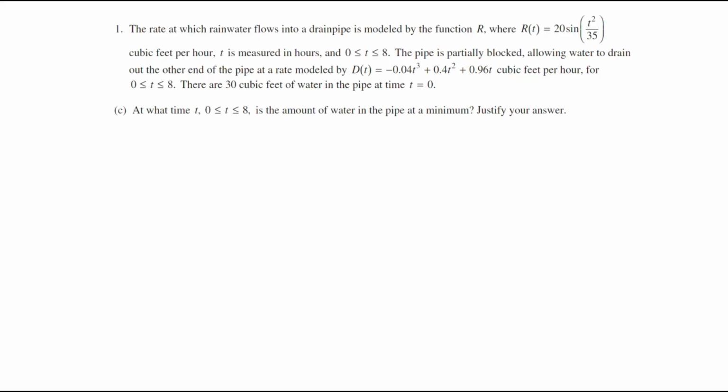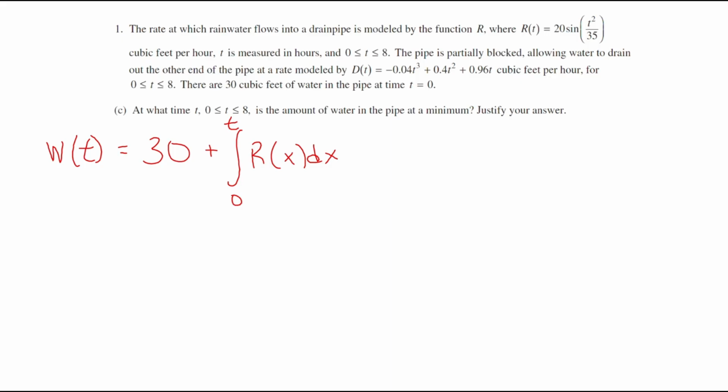In part C, it wants us to find out when the amount of water in the pipe is at a minimum. Well, then we have to write a function that represents the amount of water in the pipe at any given time. I'll call that W. So W of t is the amount of water in the pipe at any t value between 0 and 8. So it should equal the initial amount that was in the tank, which is 30, plus an integral from 0 to t of the r function, the function that represents the rate at which it flows in.